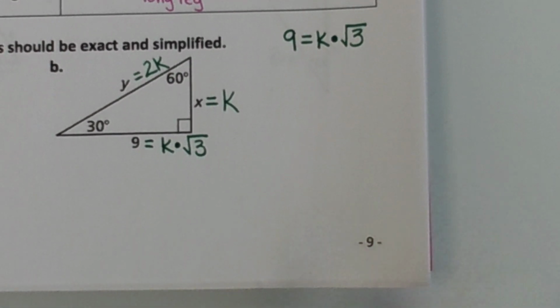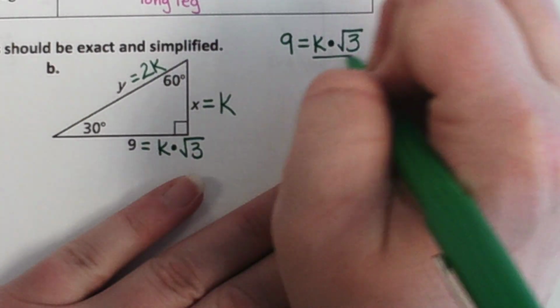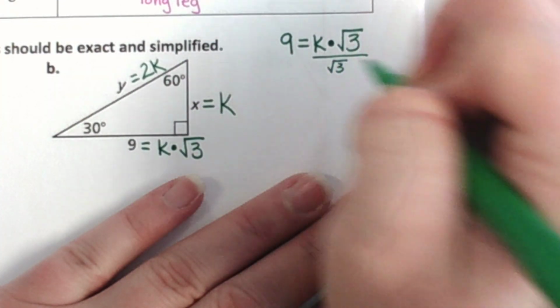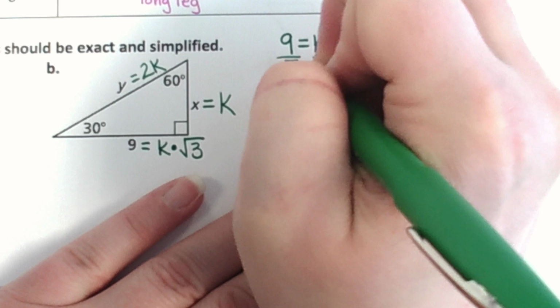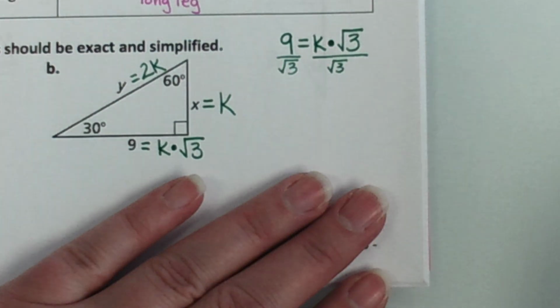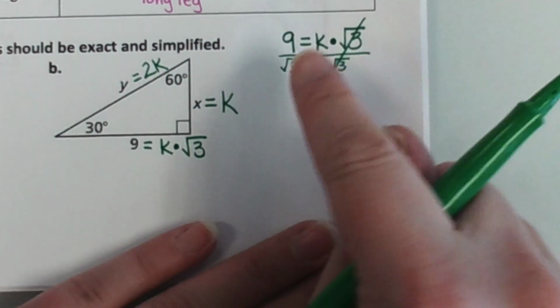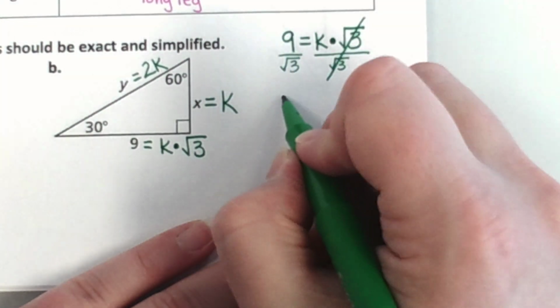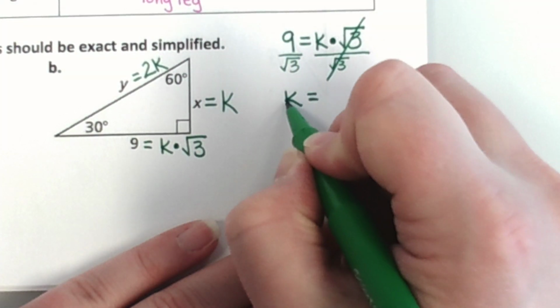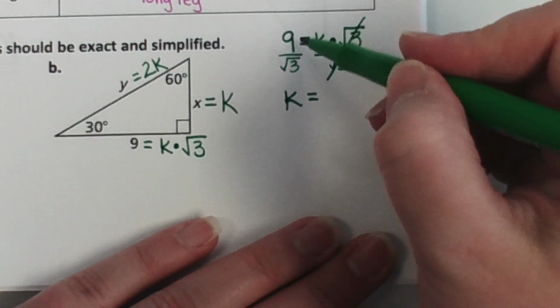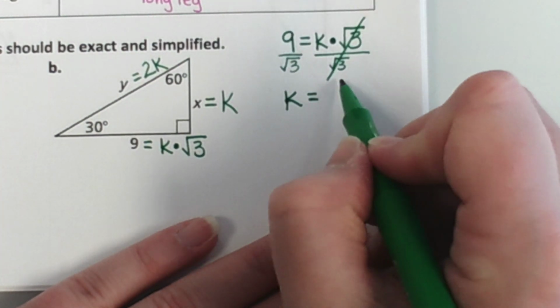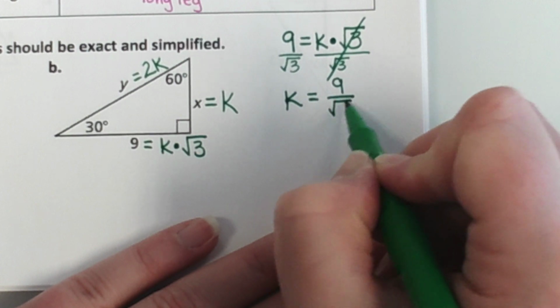How do I get k alone? We divide. You're never going to square to undo this, because it's always going to be multiplied by something at most. So we divide by the square root of 3. On the right side I get k, I'm going to move it to the left side. k is equal to 9 divided by square root of 3.